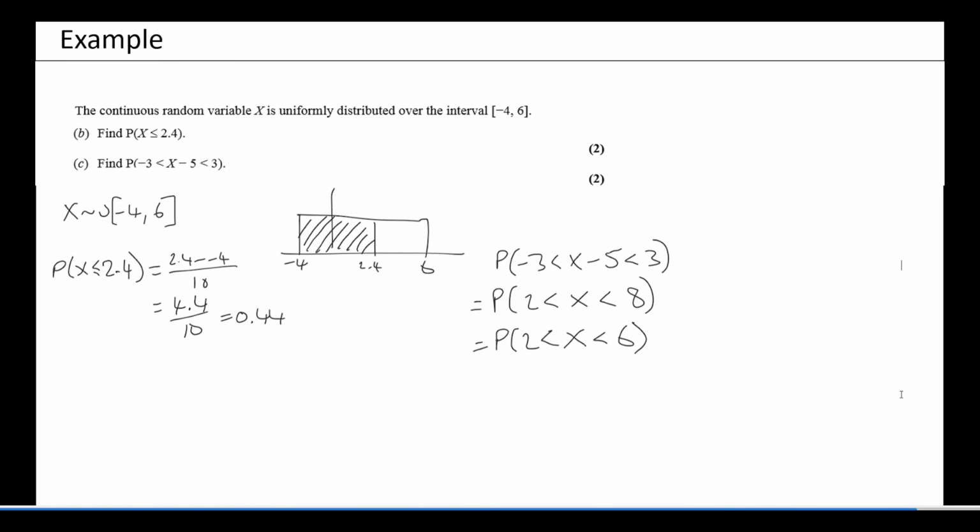So just be careful that your probability statement is valid for the distribution you're working with. If not, rewrite it. Okay, so from here we get the width. The difference between these numbers is 4. 4 over 10 gets us 0.4.